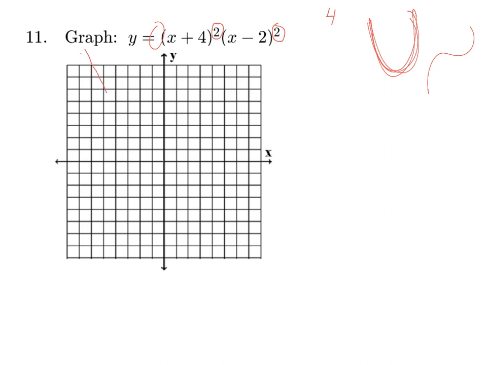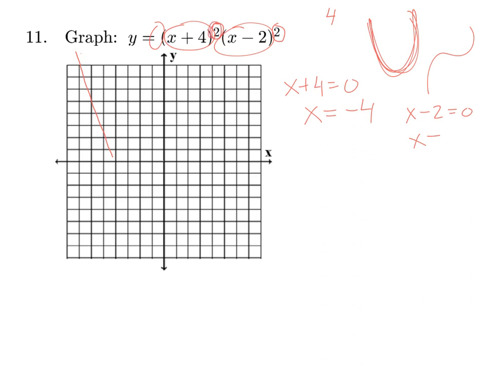And now what do I do? Well, I need to figure out where my zeros are. So I set x plus 4 equal to 0. So x is equal to negative 4. And x minus 2 equal to 0. So x is equal to 2. So I'm going to go down and hit negative 4 first. Actually, let me redo that. Okay, I'm coming down. Let me erase this.